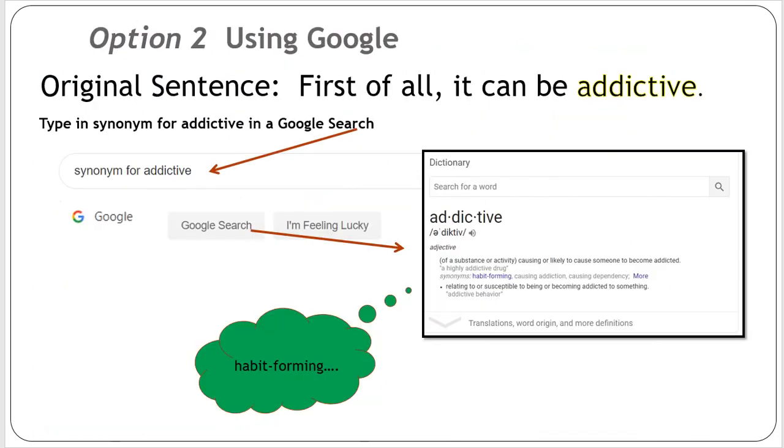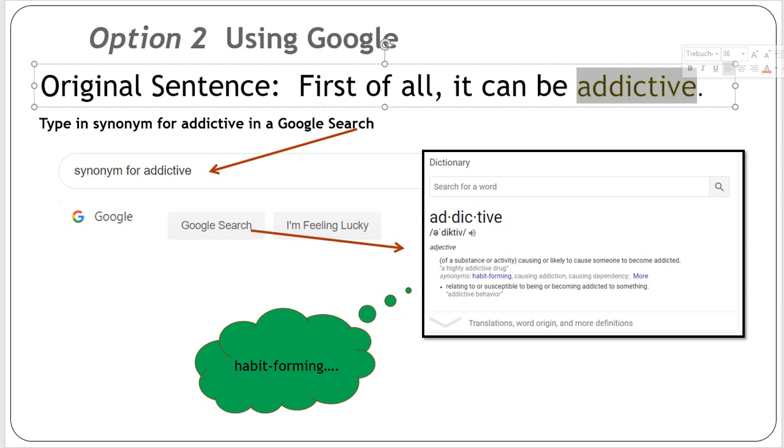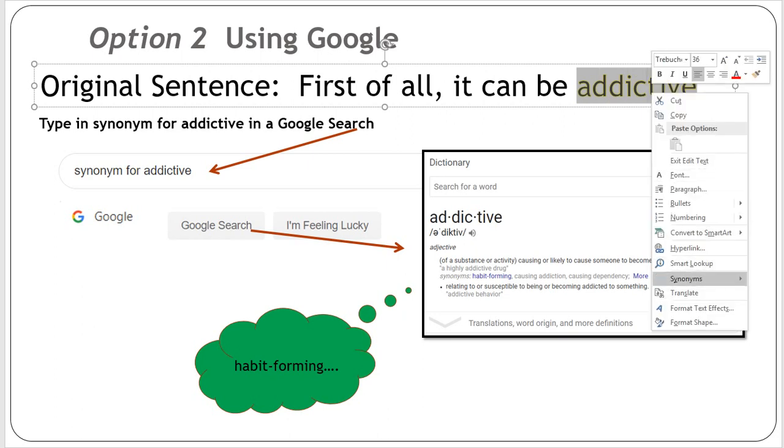Option 2, using Google. In the original sentence, it can be addictive. The word addictive doesn't have a good replacement. Right-click, synonyms. There are no suggestions. So in this case, we're going to use a Google search. I like to type in the keywords synonym for addictive. There are other ways to do this, of course, but this way I think is the easiest.